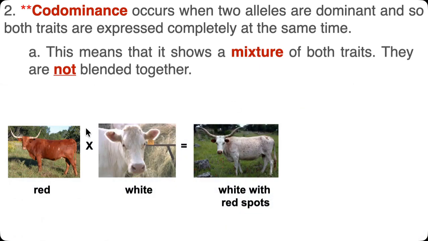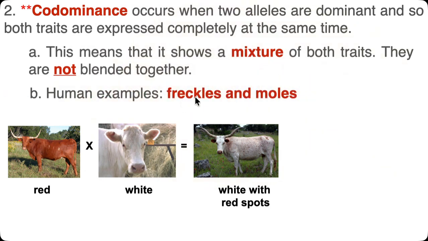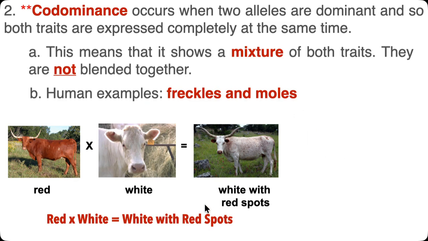A good example of that are called roans. This is a red bull, not the drink. This is a white cow. You put them together, though, and you get a white cow with these red spots all over it. Those are called roans, R-O-A-N. So a good human example of that are freckles and moles. So red and white, white with red spots. Those are called a roan.